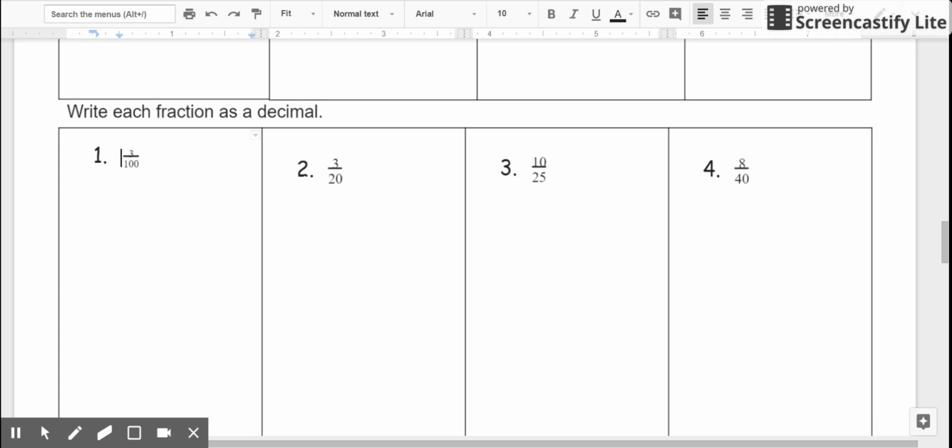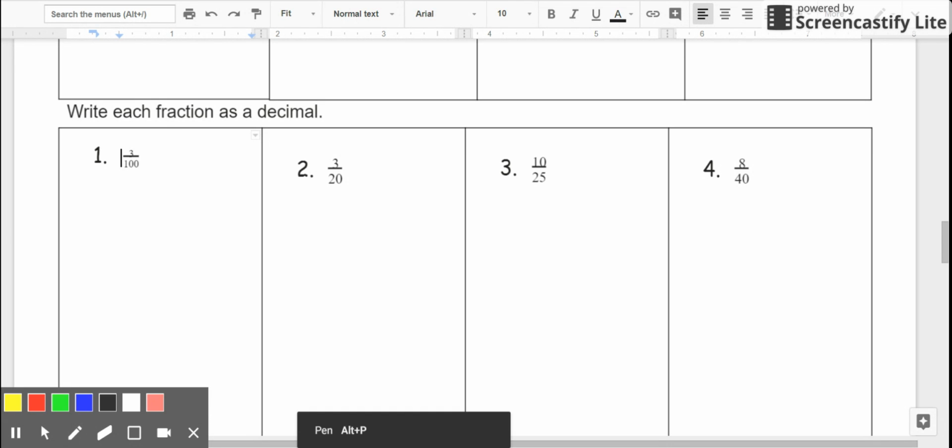In this next section, we'll write each fraction as a decimal. We're able to work backwards and do this using place value. Take a look at number 1. We're looking at 3 100ths. So let's think about the hundredths column.